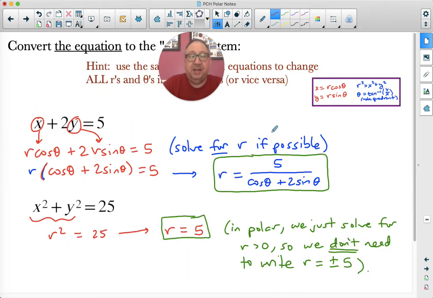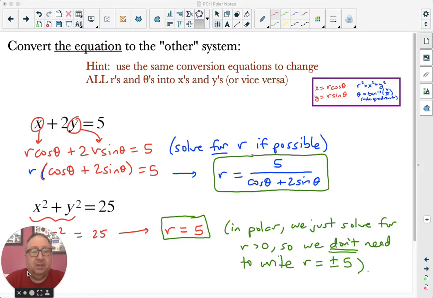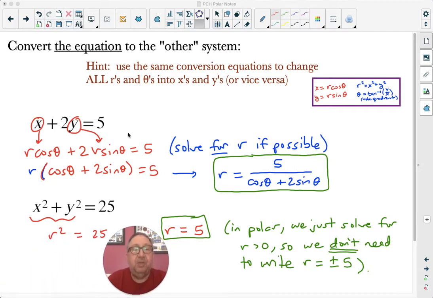The next set of examples that I left for you to wrap this up is looking at converting equations now. So if we have x plus 2y equals 5, this time the easier direction to go is to convert from a rectangular equation to a polar equation, because every single x becomes an r cosine theta, and every single y becomes an r sine theta.